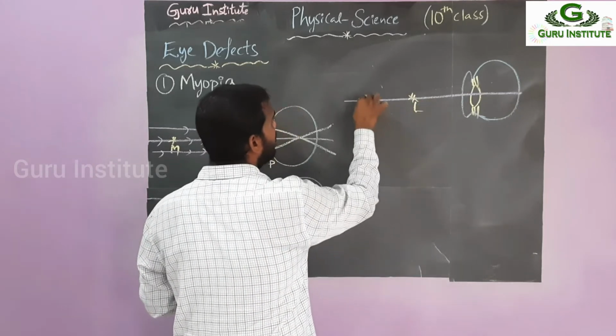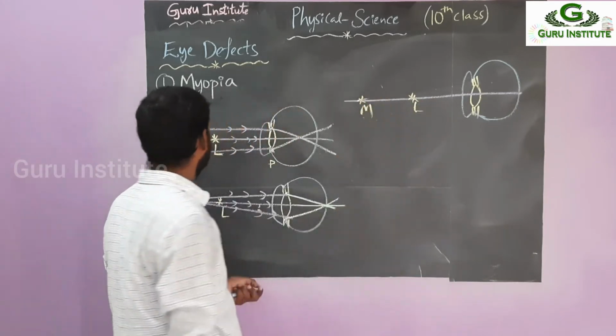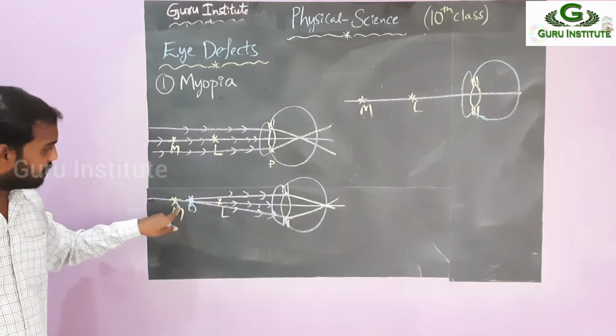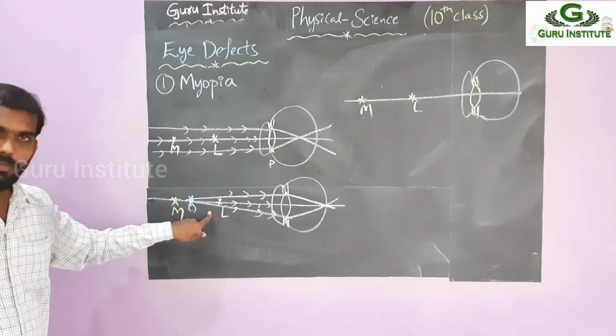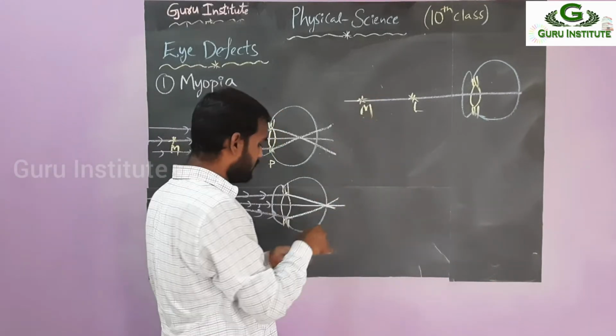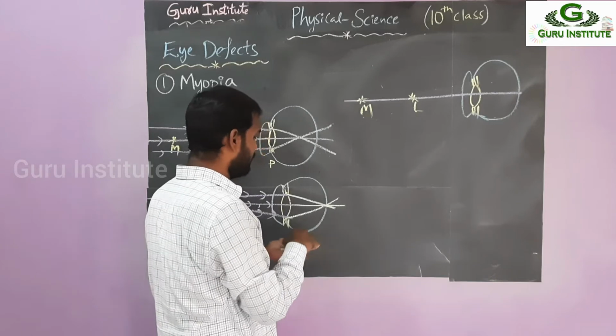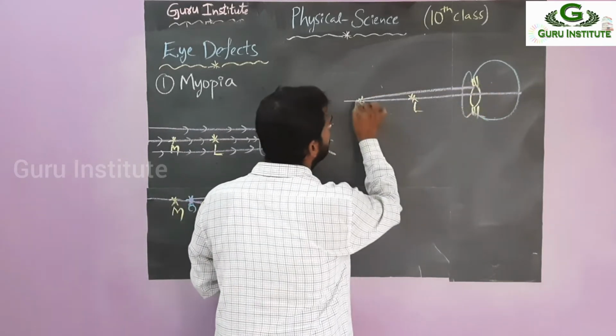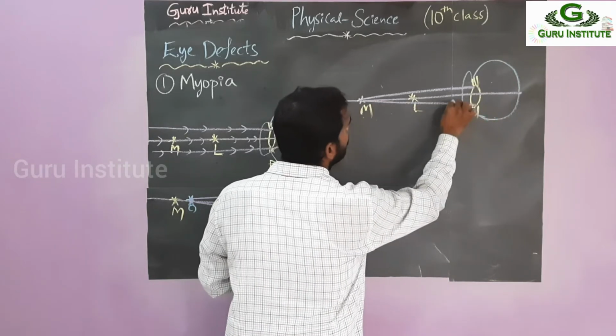And another point we are taking is M. Correct? So here after M I am taking, and between M and L I am taking. Now I am taking the object at M only. Here only I am taking the object. Then how it should look, we have to see. The object is also taken here only. What will happen? So this is the structure.